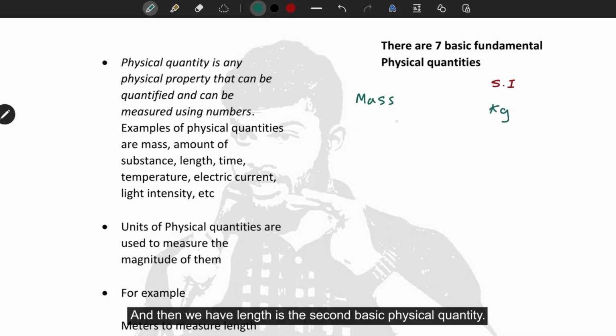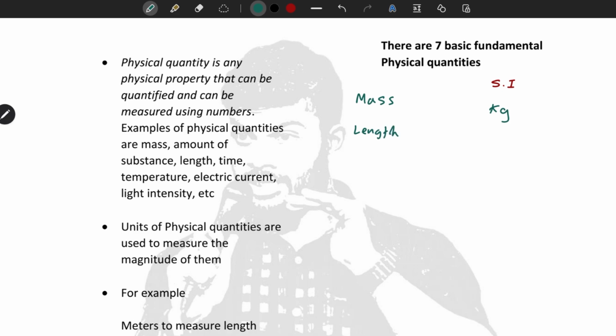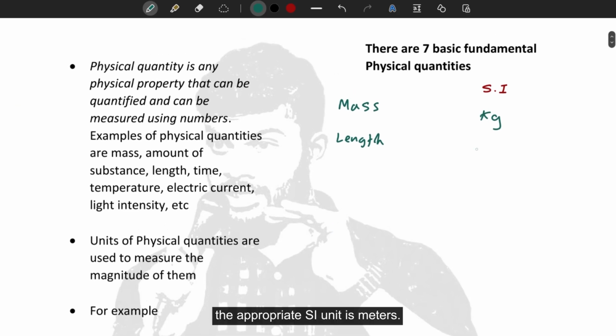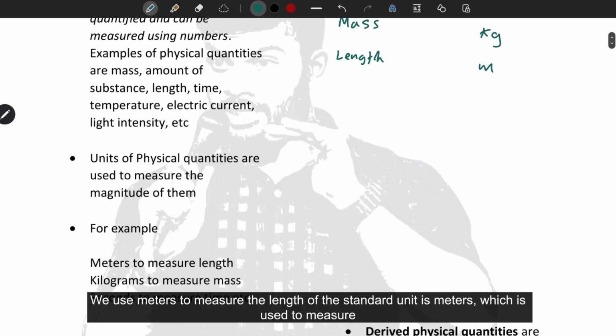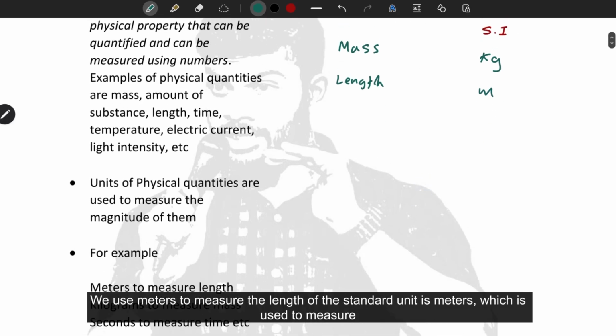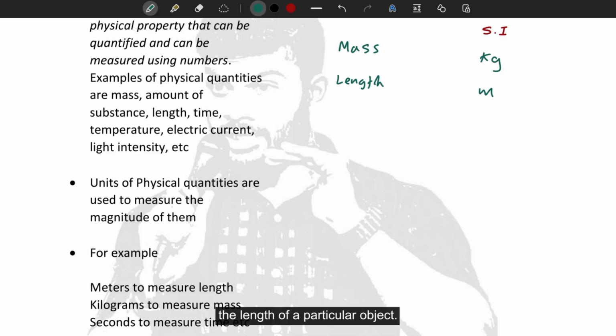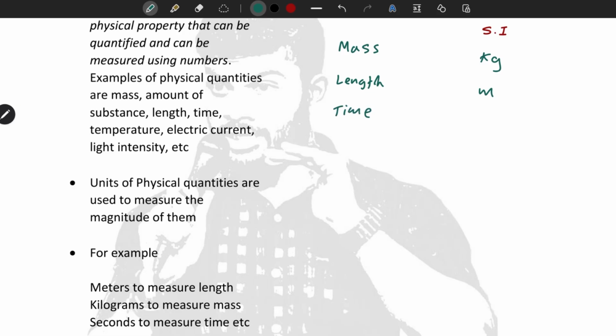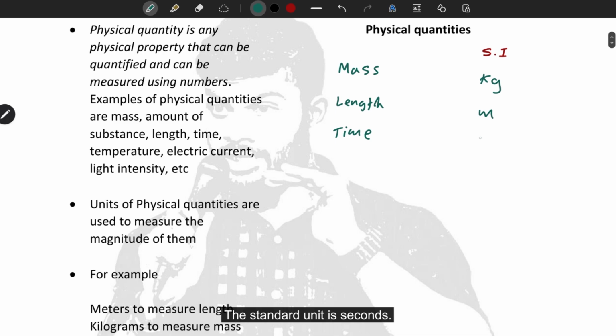And then we have length as the second basic physical quantity. And in order to measure the length, the appropriate SI unit is meters. We use meters to measure the length of a particular object. And then we meet the next important one, which is the third one, time. The standard unit is seconds.